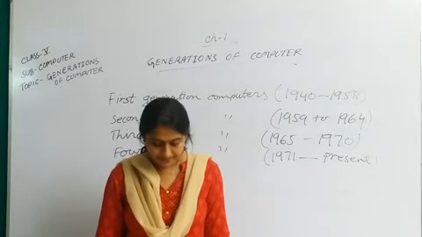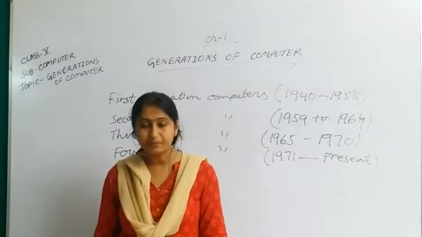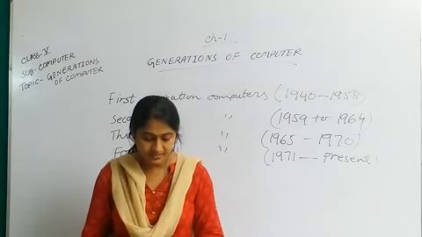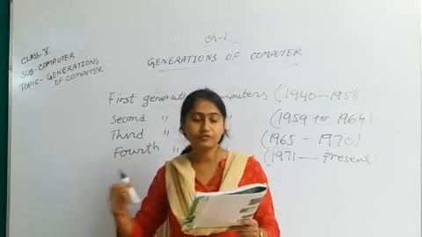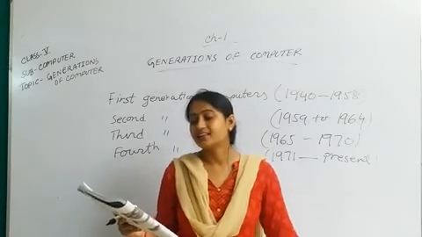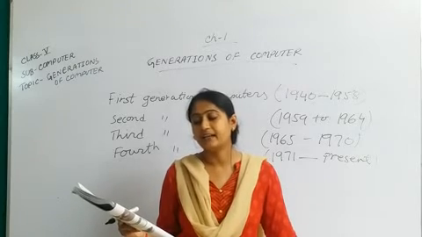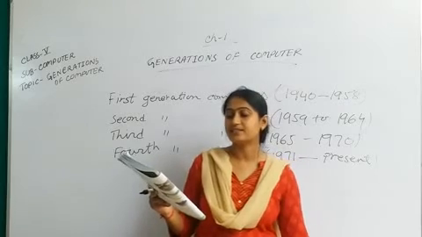Now is the fifth generation of computer. This is artificial intelligence. Fifth generation, 1989 to the future. Computers of this generation can think and behave like humans. This category is called artificial intelligence.